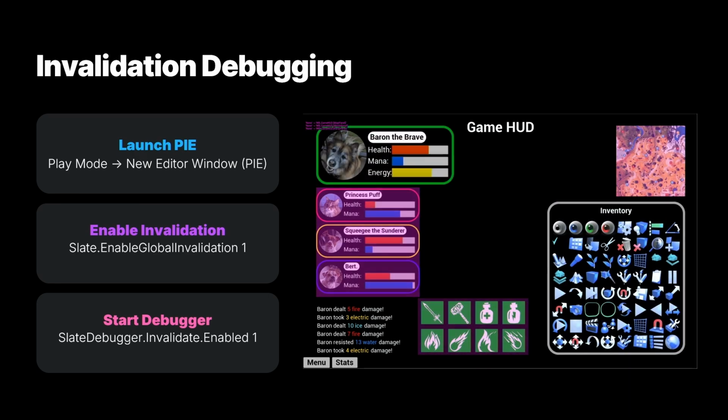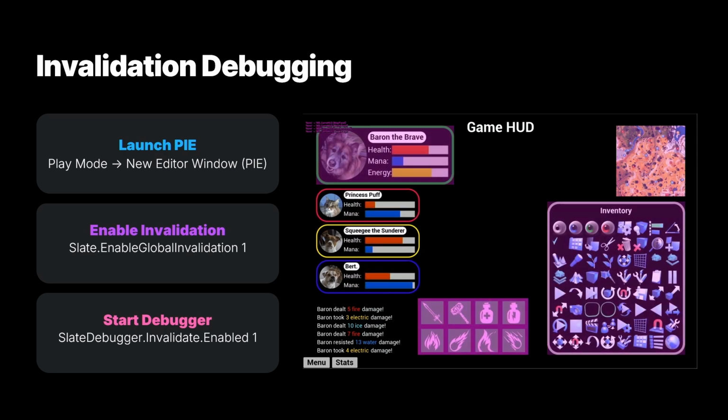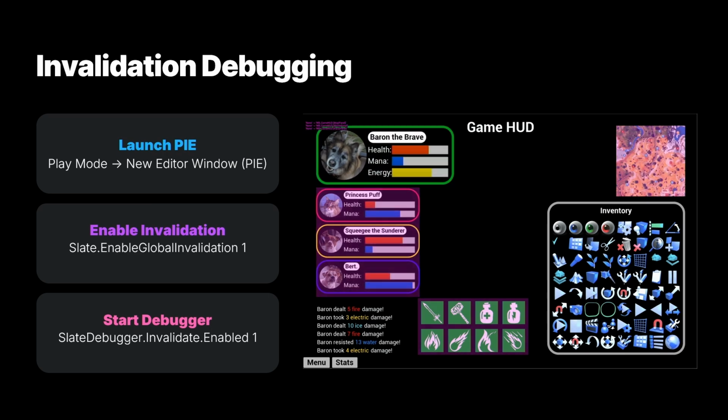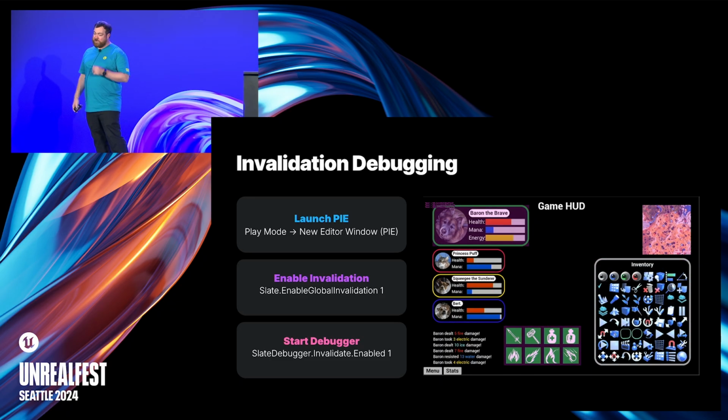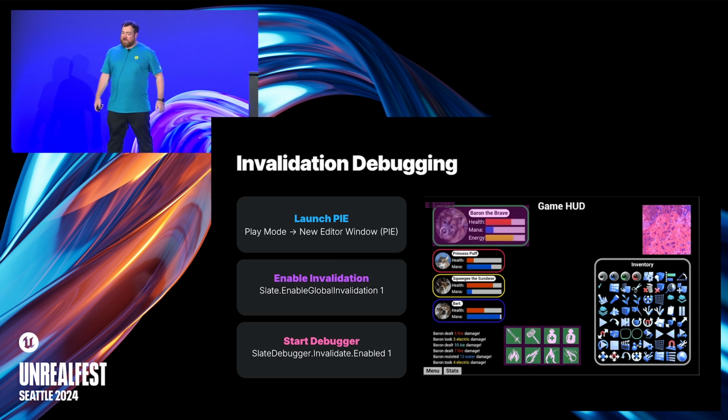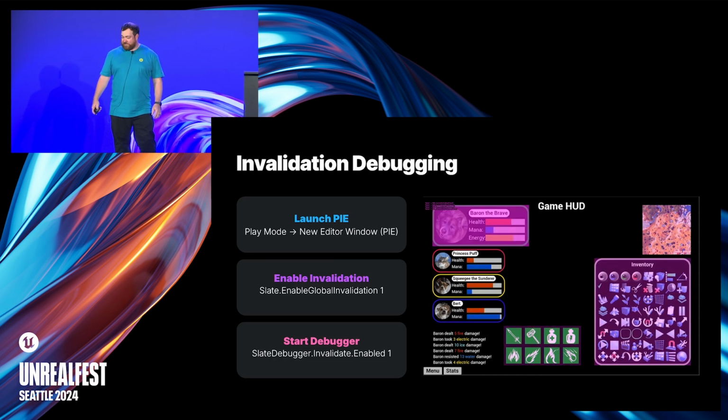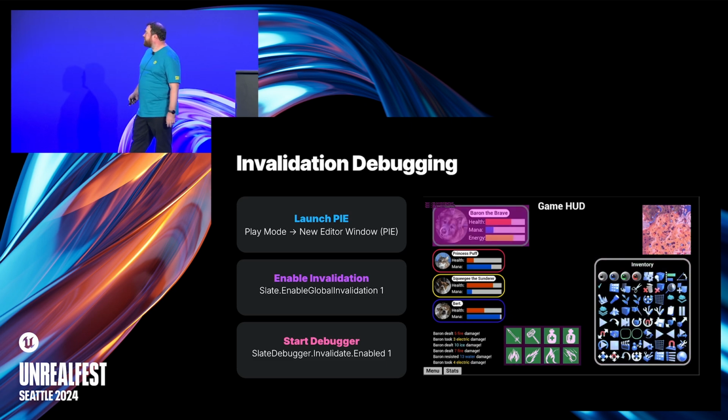In order to use this, you're going to launch PIE in a new editor window. So you can't do the in viewport PIE for this because we can't apply invalidation there globally because it's within the editor and it would break the editor. But you don't even need standalone, you can just do a new window and it'll work just fine. You're going to enable global invalidation with a CVar there, enable global invalidation. And then you will start the debugger and you'll start getting these color flashes to tell you what's invalidating, and you'll get different color flashes for different types of invalidation as well.